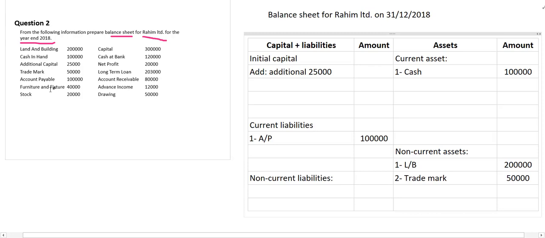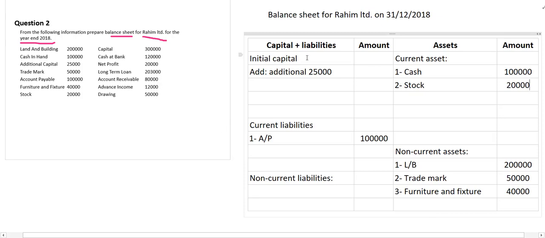Furniture and fixture belongs to non-current asset, so you have to record it under non-current asset, right? So just mention furniture and fixtures is equal to 40,000. Just mention the amount. Next one is stock. Stock belongs to current asset, so you have to mention it under current asset. Stock, just the amount of stock. How much is the amount of stock? Equal to 20,000. That's it.